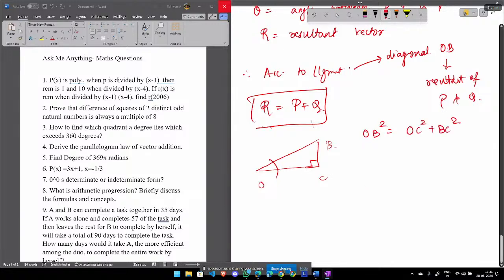All right, now what can I write this as, जो मेरा OC square है उसको मैं और क्या terms में लिख सकता हूँ, इधर बीच में I had a point A, so I can just split it as OA plus AC, है ना. So my OB square would become OA plus AC whole square plus BC का square.